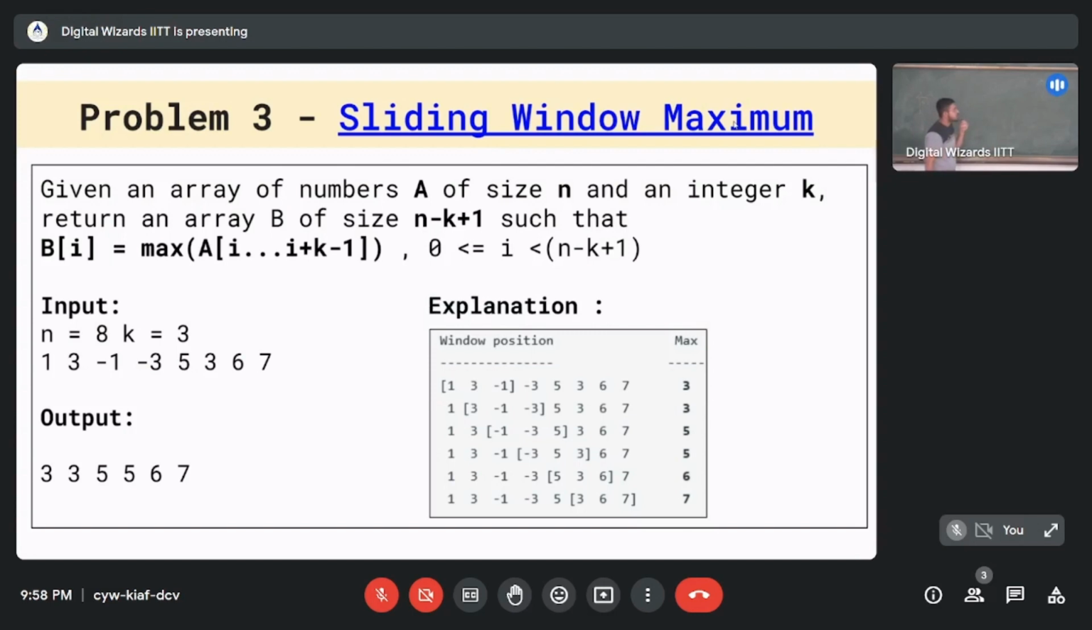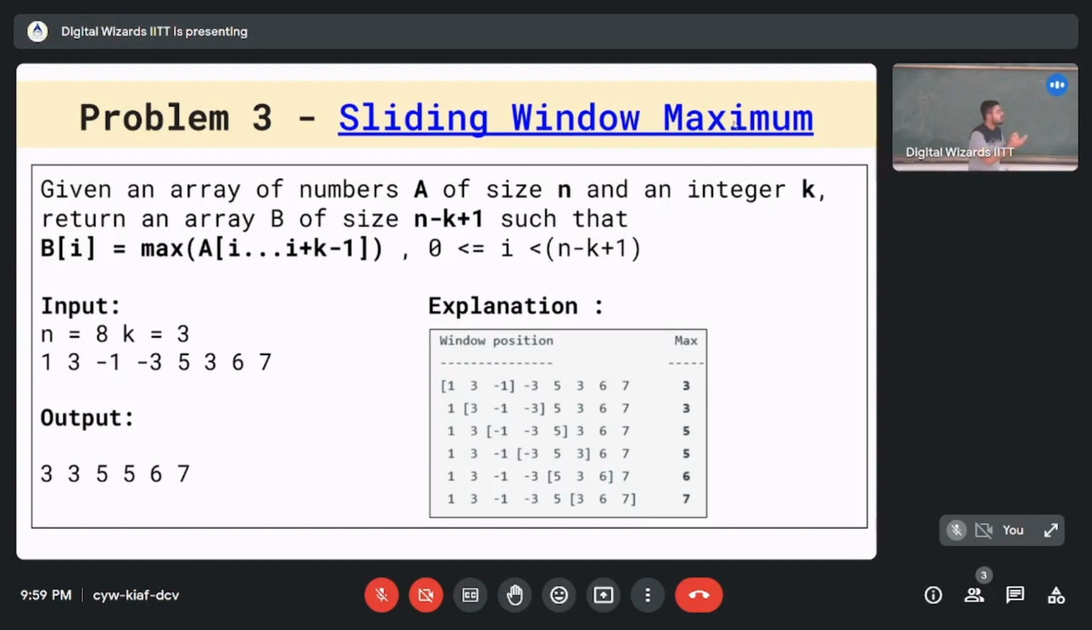Essentially, what we are given is an array, and we need to find the maximum sliding window. If we consider a window size of 3, we are given an array and a number, which is just the size of the window you're considering. So let's say k is 3 and your array is 8 sized. In the first iteration, you will be just looking at the first window, which is 1, 3, minus 1. You will be just outputting the maximum in that window, which is 3.